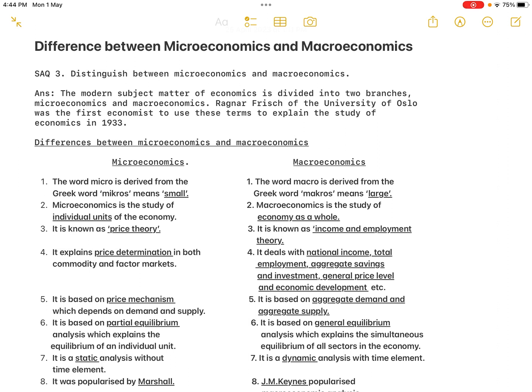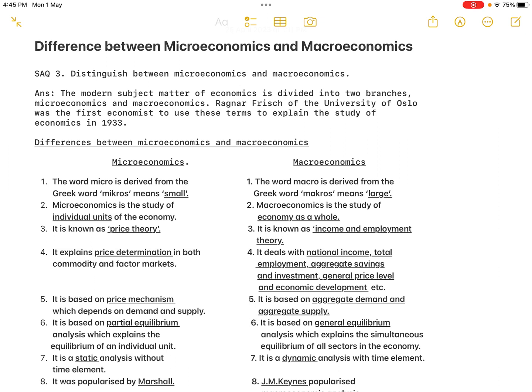Now the second point. Microeconomics is the study of individual units of the economy, whereas macroeconomics is the study of the economy as a whole. What is the meaning here? Microeconomics is the study of individual units of the economy. That means how the individual consumer attains the maximum satisfaction, how the individual firm or the producer gets the maximum profit, how the prices of an individual commodity or service are determined. Everything is analyzed individually. So that's microeconomics, the study of individual units of the economy.